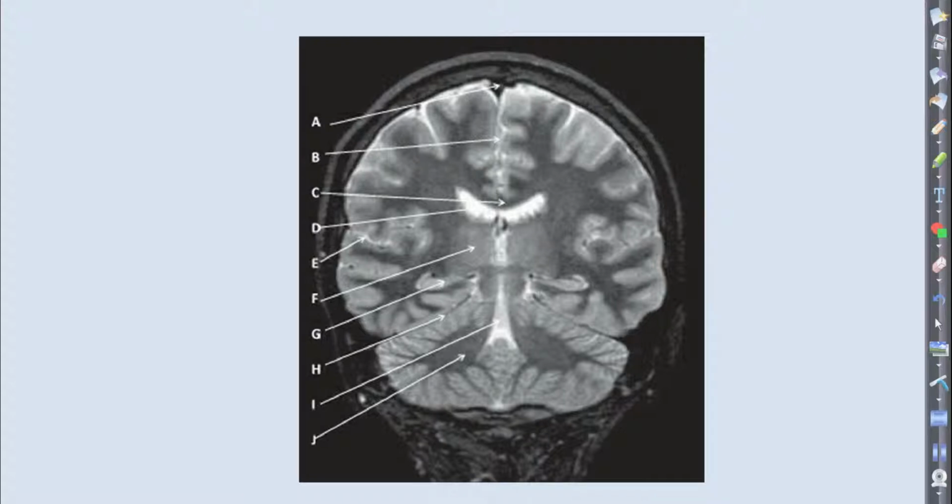All right, A. Once again, this is our superior sagittal sinus. B. Longitudinal fissure, where it's dividing the two hemispheres of the brain. So if we're doing a sagittal slice, we want to align it right with that longitudinal fissure. C, this is our body of the corpus callosum. So we're more in the mid portion of the brain, not at the genu or the splenium. We're right in the middle of the corpus callosum. So we're right kind of mid coronal plane.